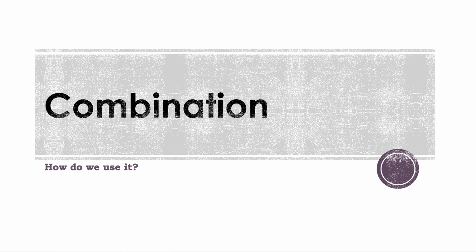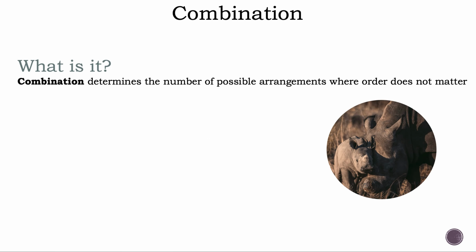Combination. How do we use it? What is it? Combination determines the number of possible arrangements where order does not matter. Why? Helps in matching patterns.